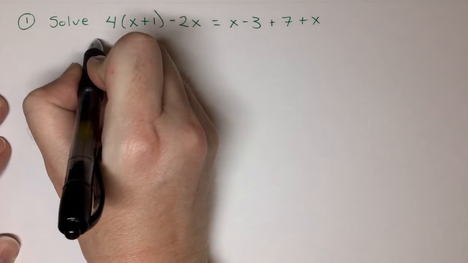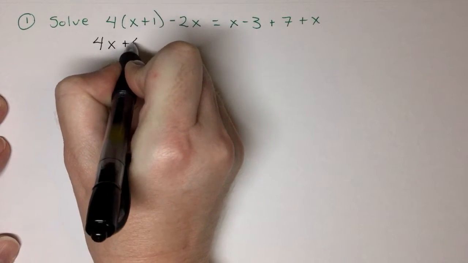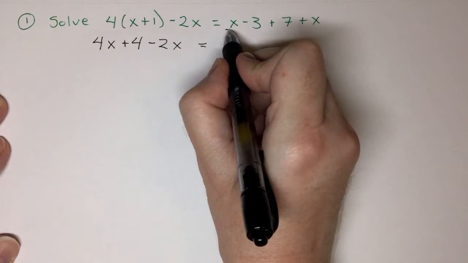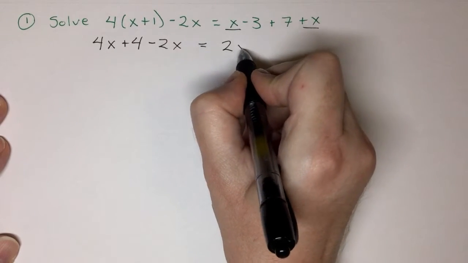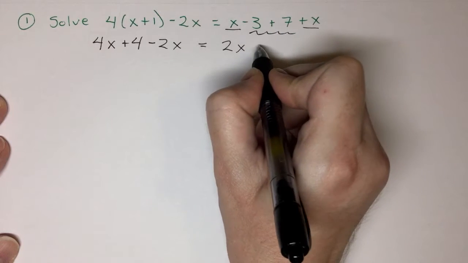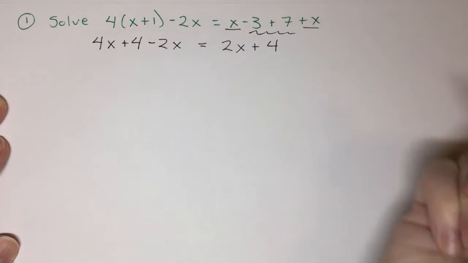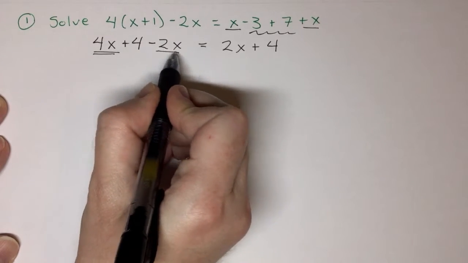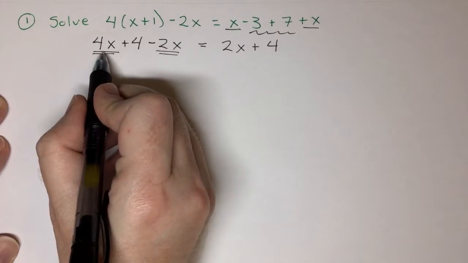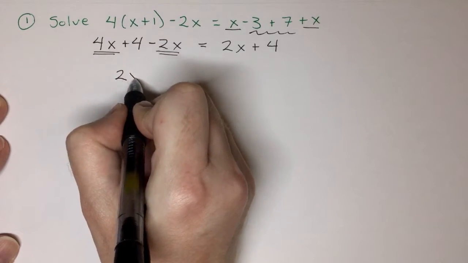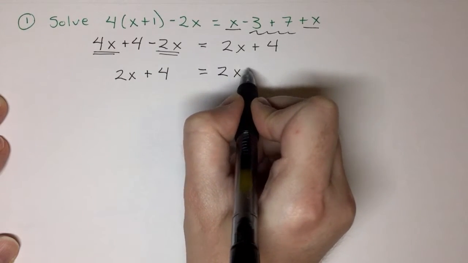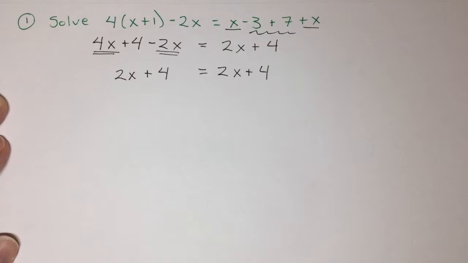Clear parentheses, and I'll have 4x plus 4 minus 2x equals, on the right, x plus x is 2x, minus 3 plus 7 is plus 4. On the left, I have like terms, 4x and negative 2x. 4x minus 2x is 2x. I have 2x plus 4 equals 2x plus 4.